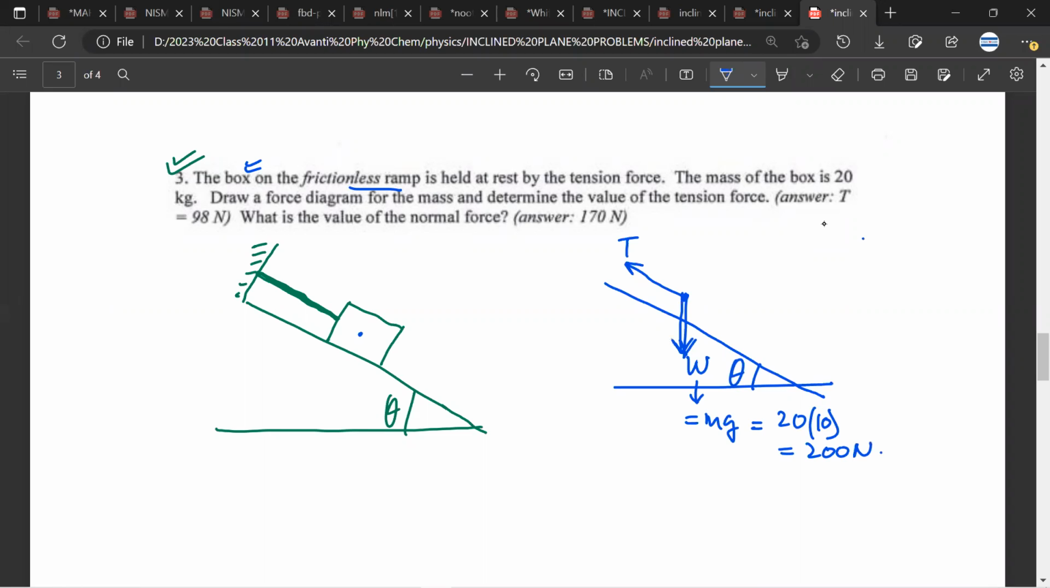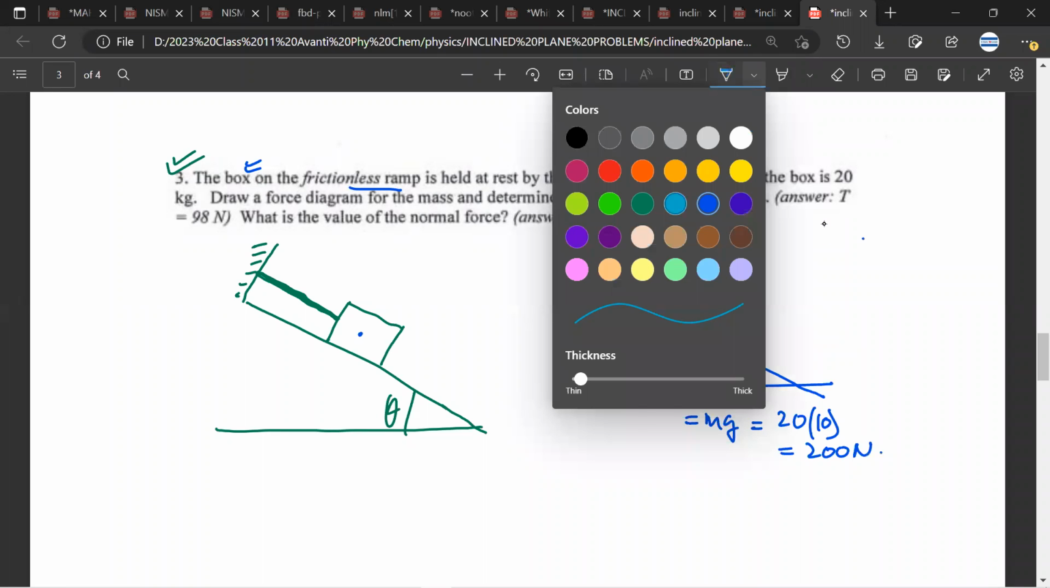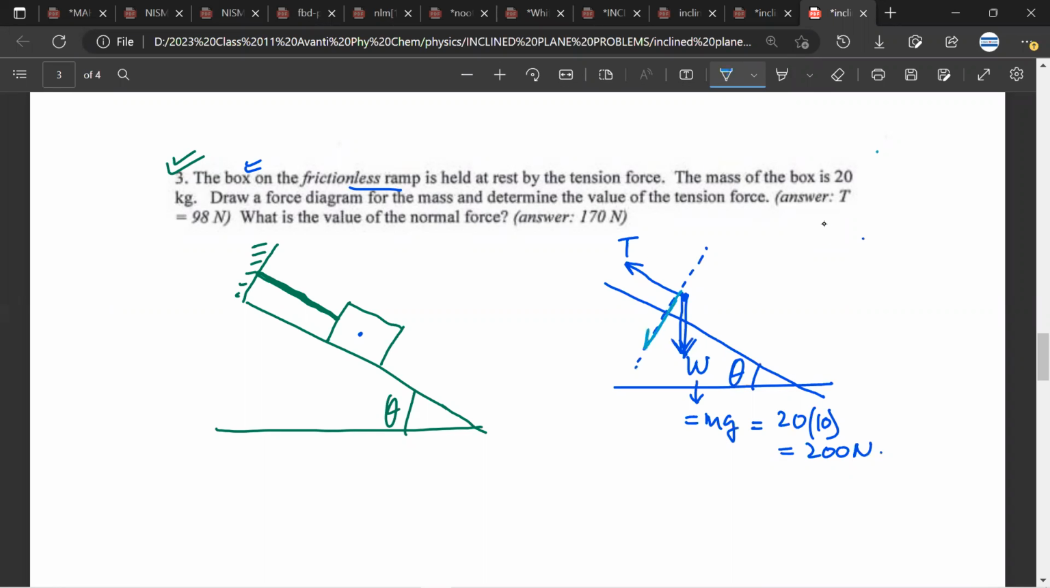I can break the W into W cos theta and W sine theta. See, in this case, the box is not moving because it is held by this thread, and therefore the tension is in this direction. This is the T, and this T will basically balance the W sine theta component. Am I making sense?